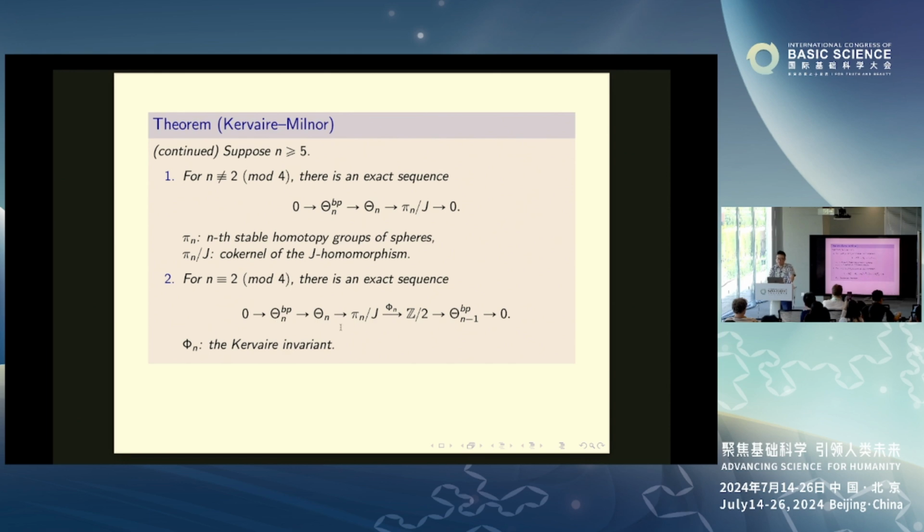complicated. We still have the first 3 terms in this exact sequence, but there are 2 more terms. So there's a map here. There's a group homomorphism to Z mod 2. This is known as the Kervaire invariant. And then there's a map to the subgroup in one dimension lower.